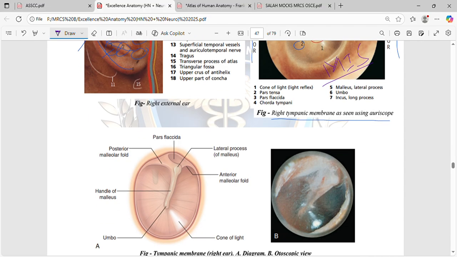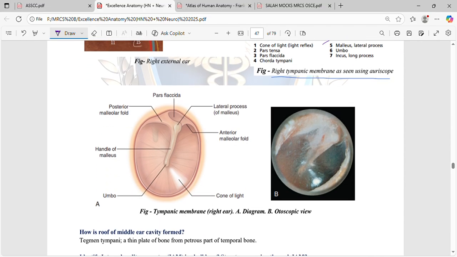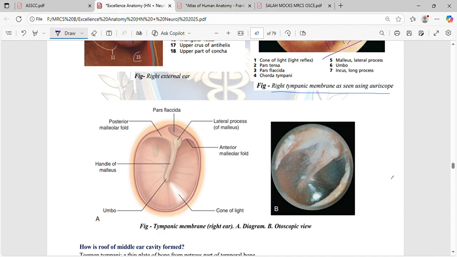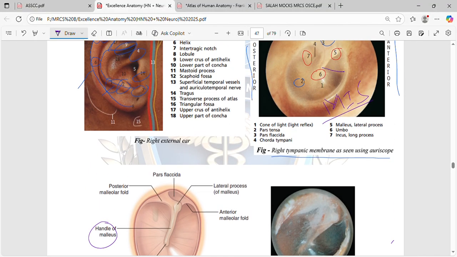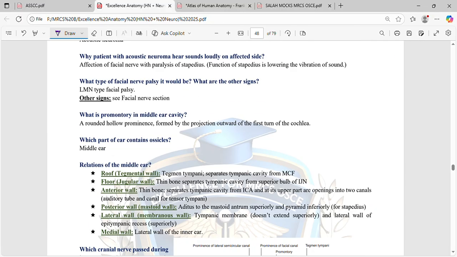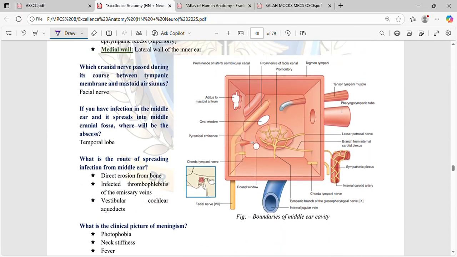So this is the otoscopic view. Here you can see the hand-drawn picture. This is the umbo. This is the handle of malleus. Here you can also see the handle of malleus.